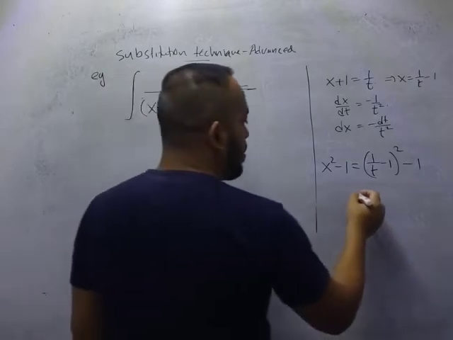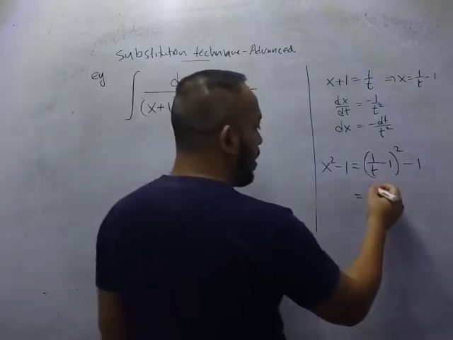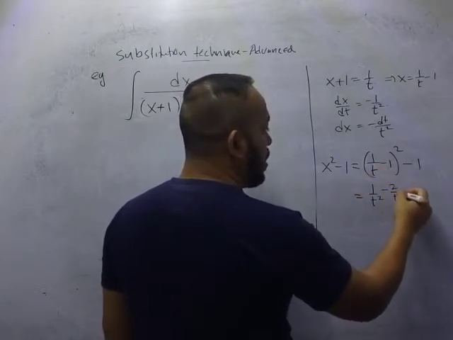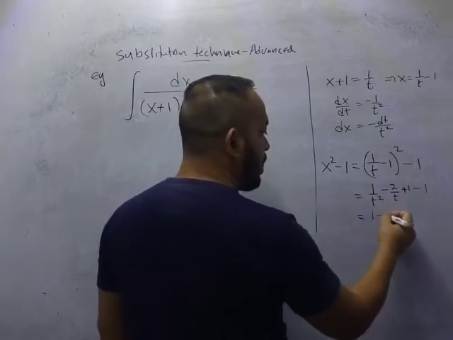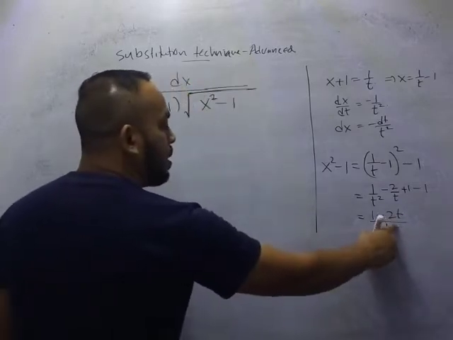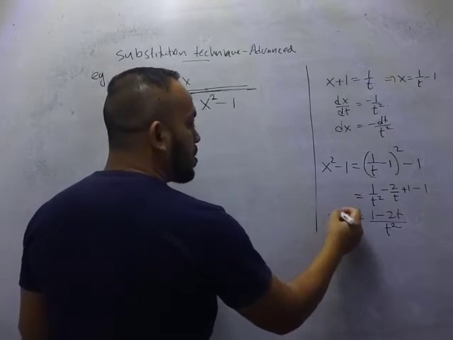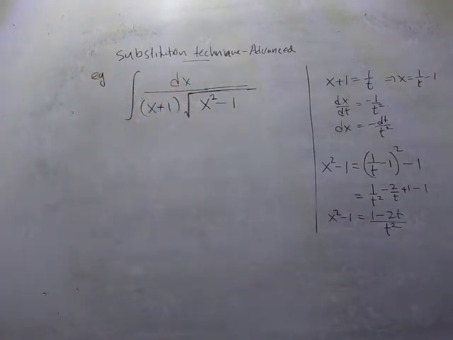Okay. So let's expand this. Then I get 1 over t squared minus 2 over t plus 1 minus 1. These two cancel out. And here we get 1 minus 2t over t squared. I just took the common denominator. This is the expression for x squared minus 1. Okay. I hope it's clear.